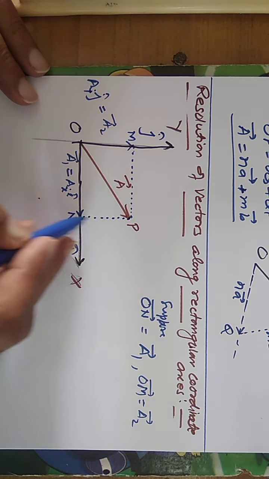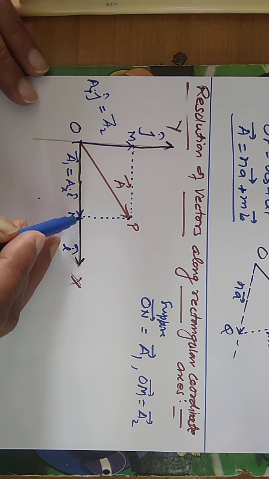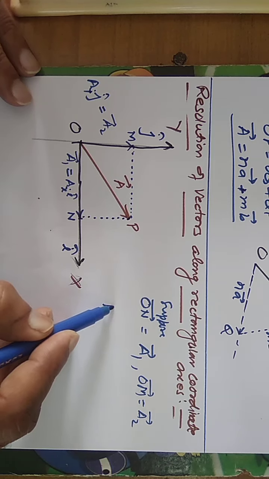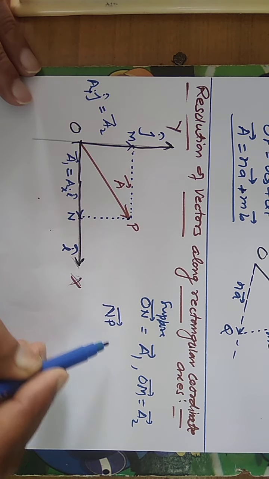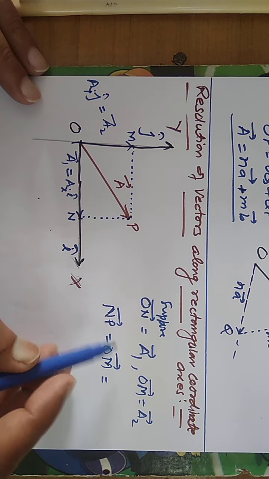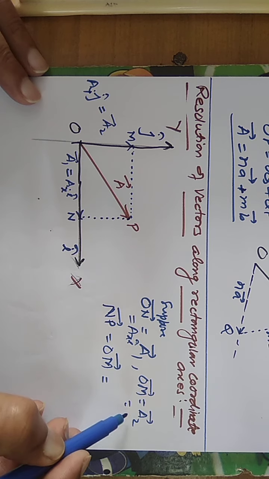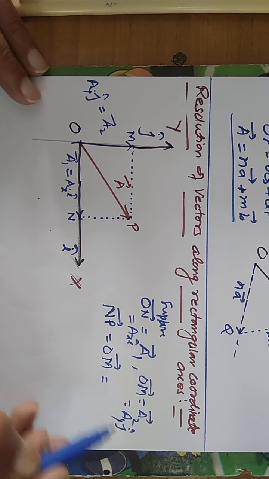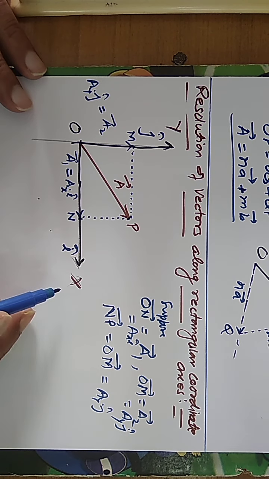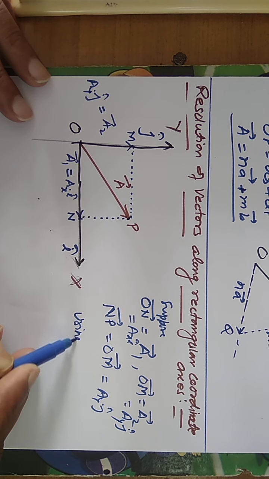Now see here this vector OP and this vector ON. Now this side NP is parallel to OM. That's why the vector drawn from N to P will be equal to OM. NP will be equal to OM, and hence it is equal to AY j cap.